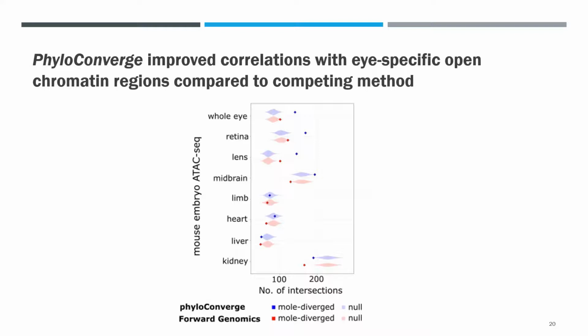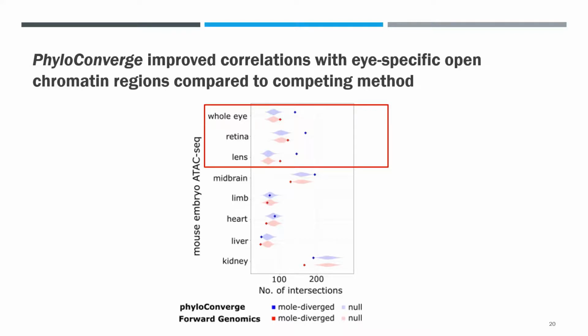And we found the correlation by finding the number of intersections of the mole-diverged CNEs with the open chromatin regions in each of the tissue-specific annotations. And when we do that on the eye-specific annotations, we see that there's an enrichment of mole-diverged CNEs in the open chromatin regions of eye-specific tissues relative to the null, which is 1,000 sets of randomly chosen CNEs from the total set.